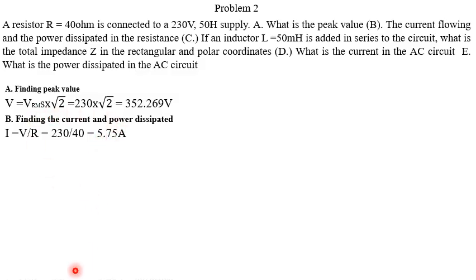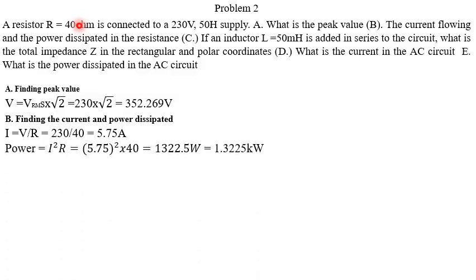And we now need to calculate the power. We have so many formulas for calculating power. Power is equal to I squared times R. So using that formula, I squared, we know the current, times the resistance: 5.75 squared times 40, which is equal to this in watts. If I want to leave it in kilowatts, I will leave it as this.